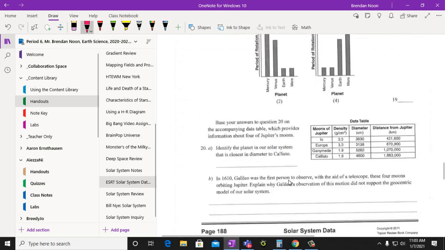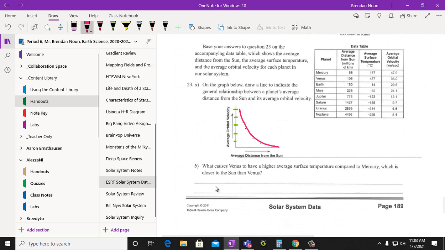So you put over here, the greenhouse effect causes Venus to have a higher temperature than Mercury. Mercury doesn't have a lot of gases. And that's it. So go ahead and make corrections to anything you didn't do right, and then you can be done with it.